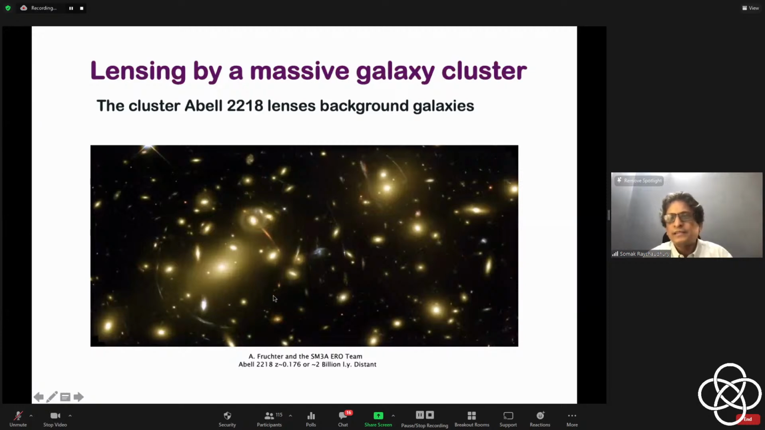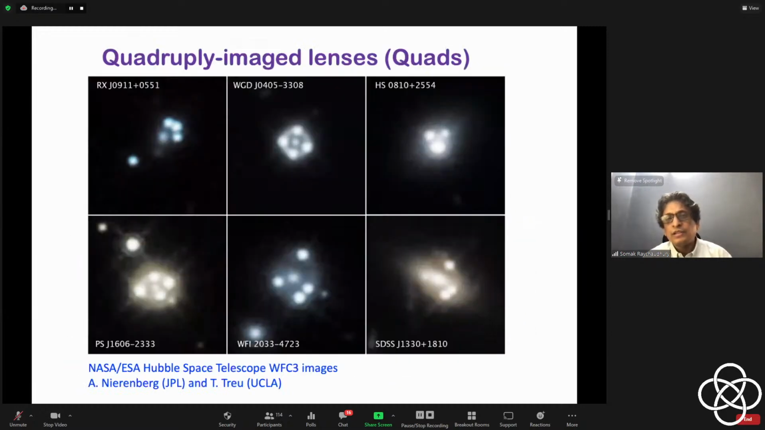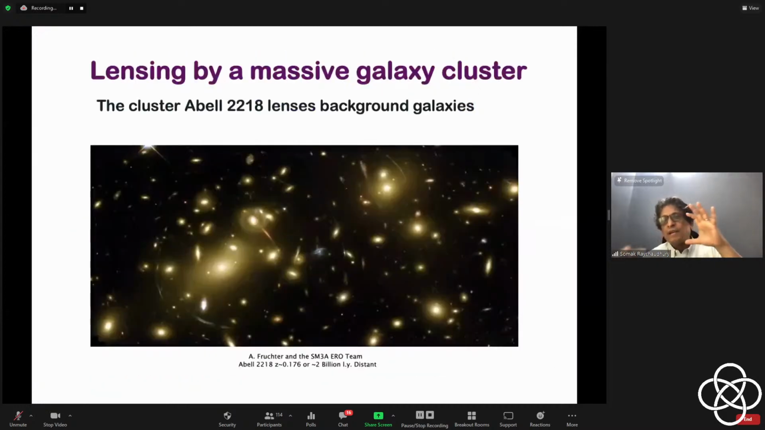This is a very successful field. In this particular cluster, you can see, for example, this image, that image, and images on the other side belong to the same galaxy. Sometimes you see the same galaxy in 4 different places. So it's like in these systems where you see the quasar point object in 4 different places. But this is lensing done by a single galaxy. Here, lensing is being done by a whole cluster of galaxies.